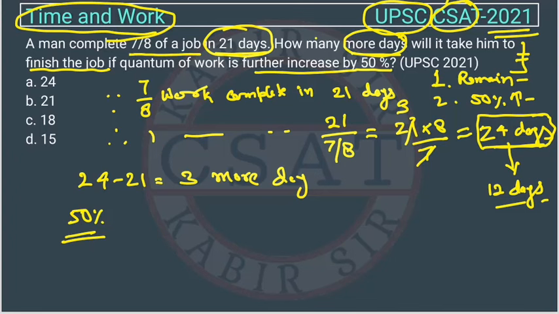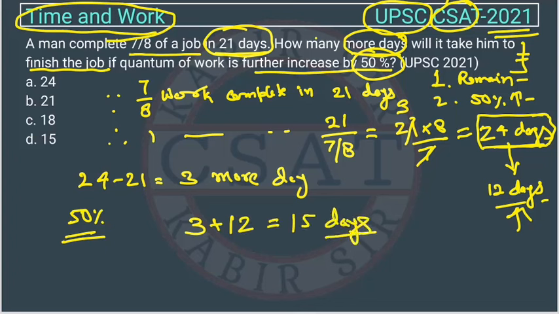So total how many days? 3 days for the remaining work, and the work got increased by 50%, so how many days will it take him to complete that? 12 days. So 3 plus 12, it will be 15 days. So in 15 days the man will complete the work, right? So the answer will be option D, right?